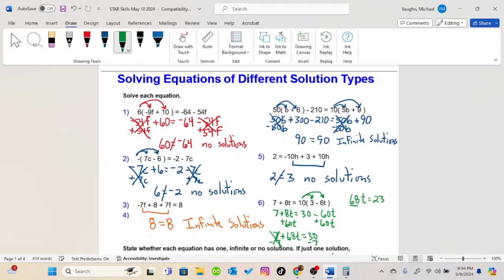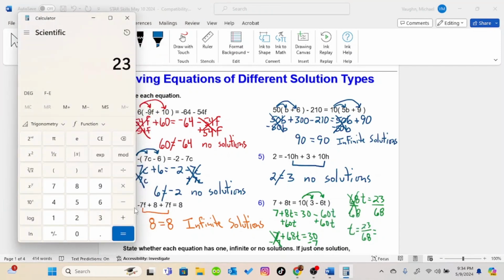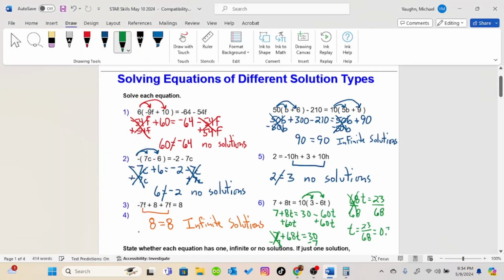Now we need to divide both sides by 68. That cancels it out on the left. And t equals 23 over 68, which equals 0.34. So there's one solution.